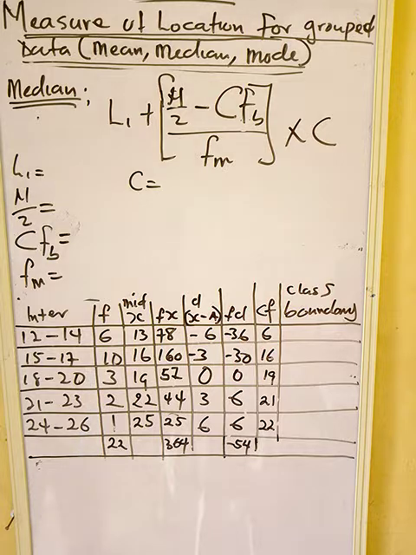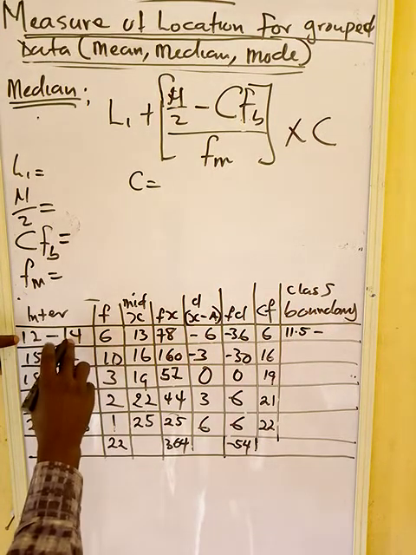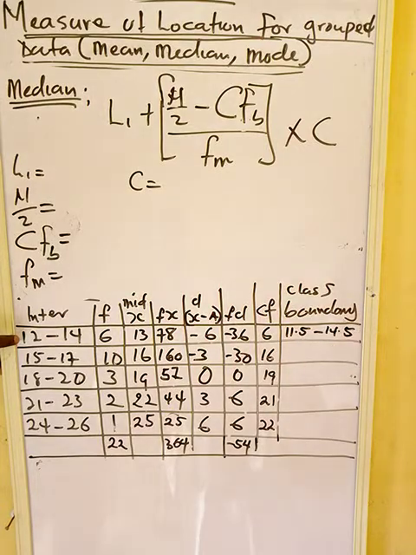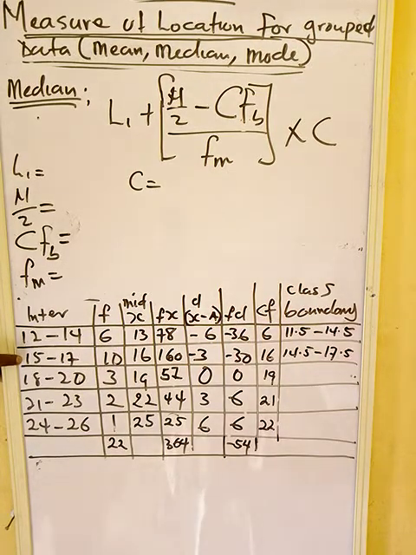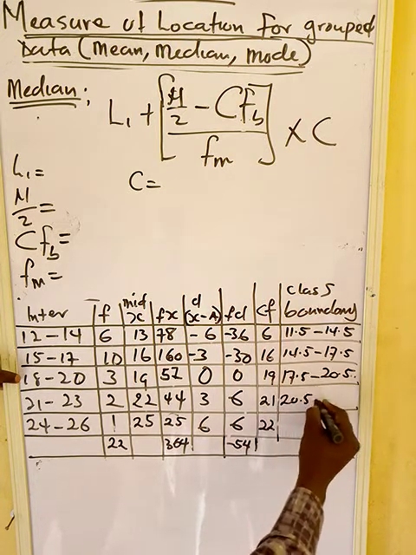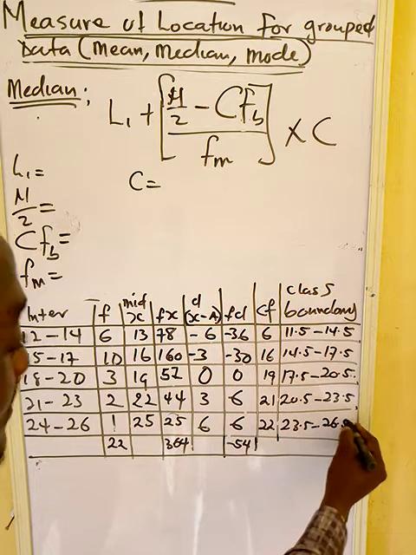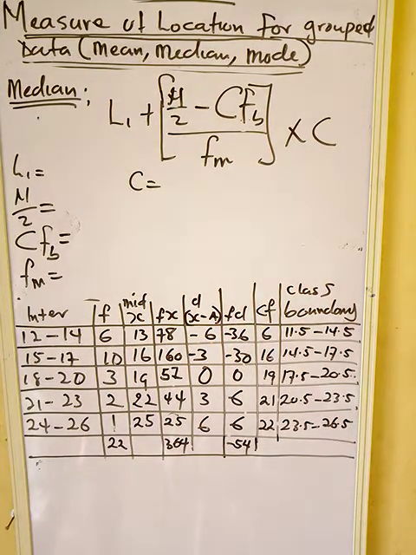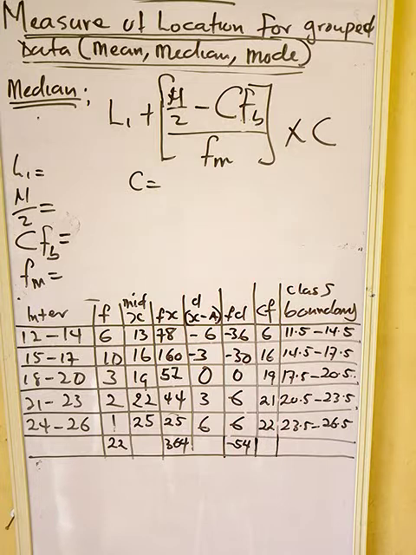So we need class boundary. As I said earlier, to get your class boundary, you subtract 0.5 from this, so you have 11.5. You add 0.5 to 14, we have 14.5. So here 14.5 to 17.5, then 17.5 to 20.5, 20.5 to 23.5, then 23.5 to 26.5. So that's how to get our class boundary. We have explained it earlier in the first video.